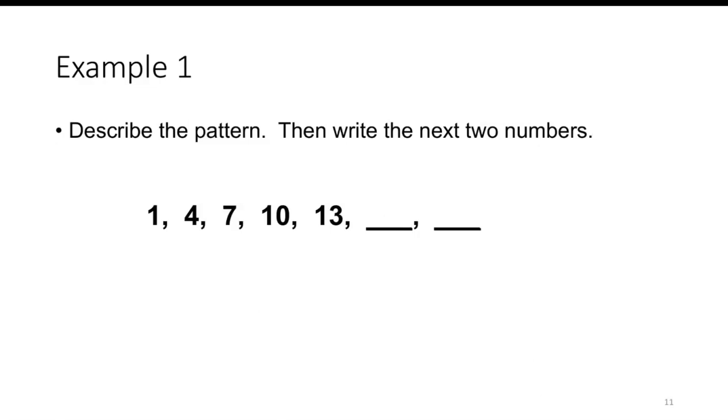Alright, so let's take a look at this pattern here, and then try to figure out the next two numbers. So 1, 4, 7, 10, 13. Well, if I look at it from, say, the first number to the next, from the looks of it, I'm adding 3. So let's see if that holds up. 4 plus 3 is 7. 7 plus 3 is 10. 10 plus 3 is 13. Now, if I continue this on, 13 plus 3 would be 16. And then 16 plus 3 would be 19.